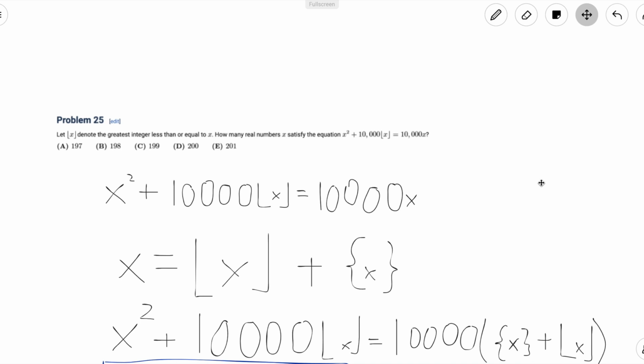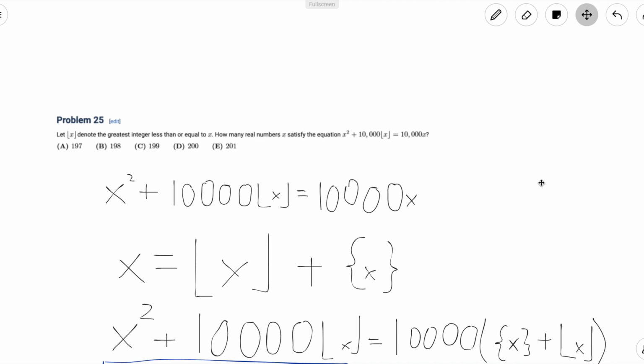Today we're going to be doing AMC 10B number 25 from 2018. The problem reads, let the floor of x denote the greatest integer less than or equal to x. How many real numbers x satisfy the equation x squared plus 10,000 times the floor of x equals 10,000x?